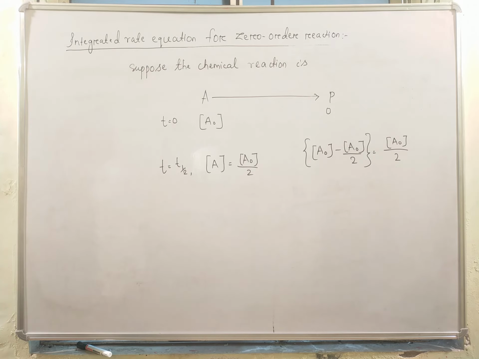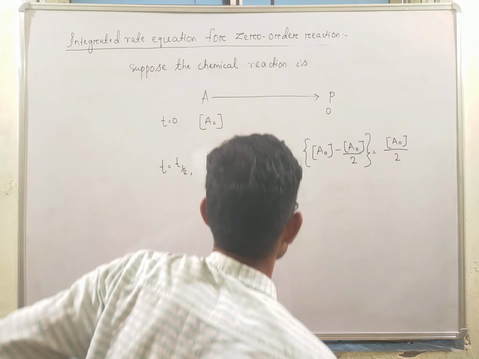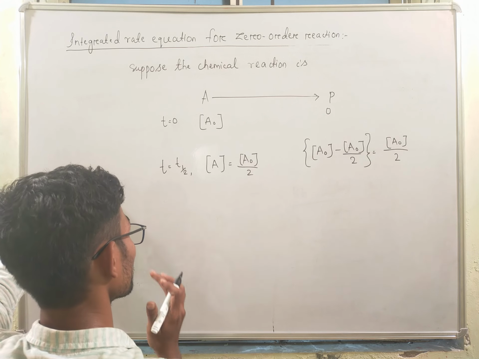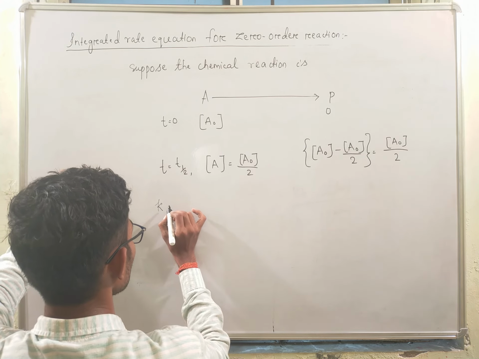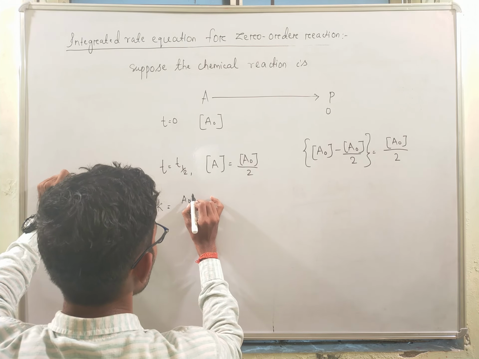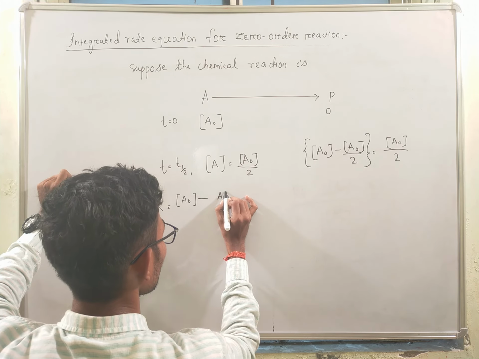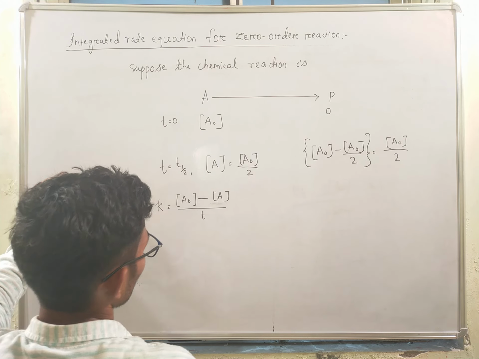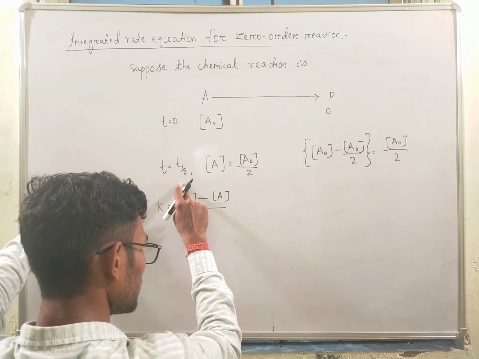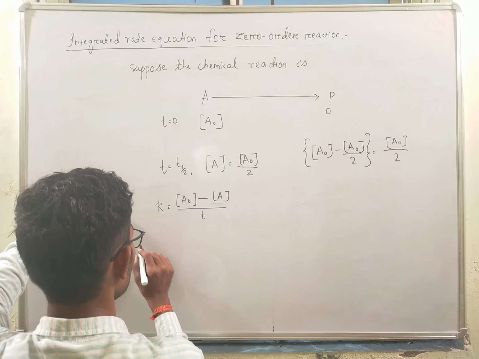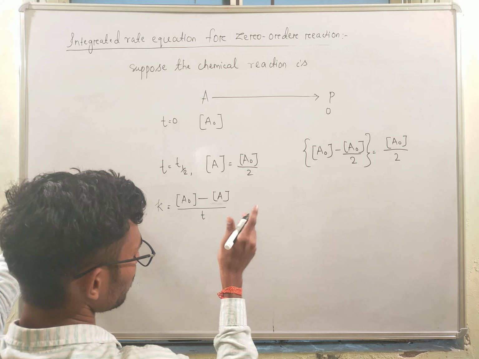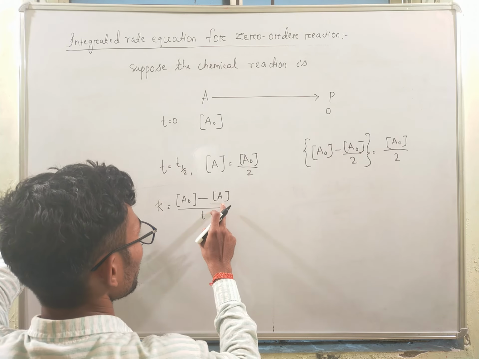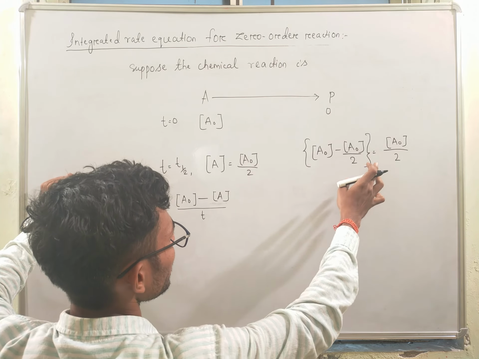The derivation is: we know from the zero order kinetics, the integrated rate equation for zero order kinetics is K equal to A naught minus A, whole divided by T. So we can write here, according to zero order kinetics, K equal to A naught minus A by T. Here we have to put T half instead of T. Then for A we put A naught by 2.